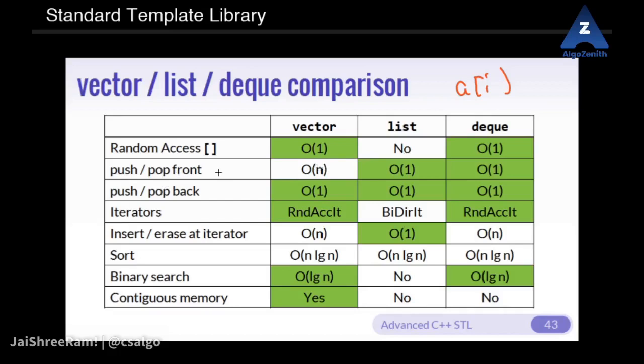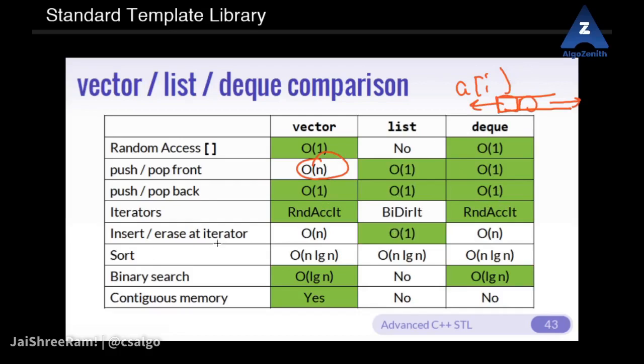Okay, push front, pop front, and so on. From the front you cannot remove elements in the vector. So vector is something like this, right? This is like a vector, and you have elements over here, and then you can extend at the back. So you cannot remove an element from the front, it takes order n, but for both the list and deque it's order 1. Pop back is order 1 for all of them. Iterators are random access in vectors and deque, but in list you can move iterators in both directions, right? It's a bidirectional linked list.